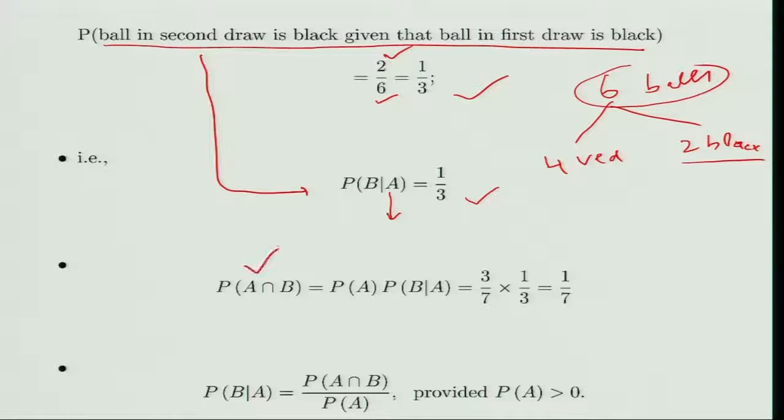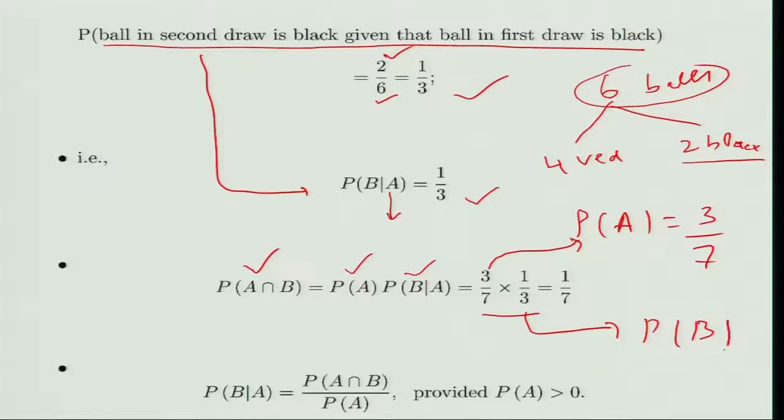So if I look at probability of A intersection B, it can be written as probability that in the first draw I got the black ball, multiplied by probability that in the second draw I got the black ball, given that the first draw resulted in a black ball. So that is exactly 3 by 7, which we got earlier, multiplied by 1 by 3. Earlier we saw that probability of A is 3 by 7. So this is probability of A, and this turns out to be probability of B given A.